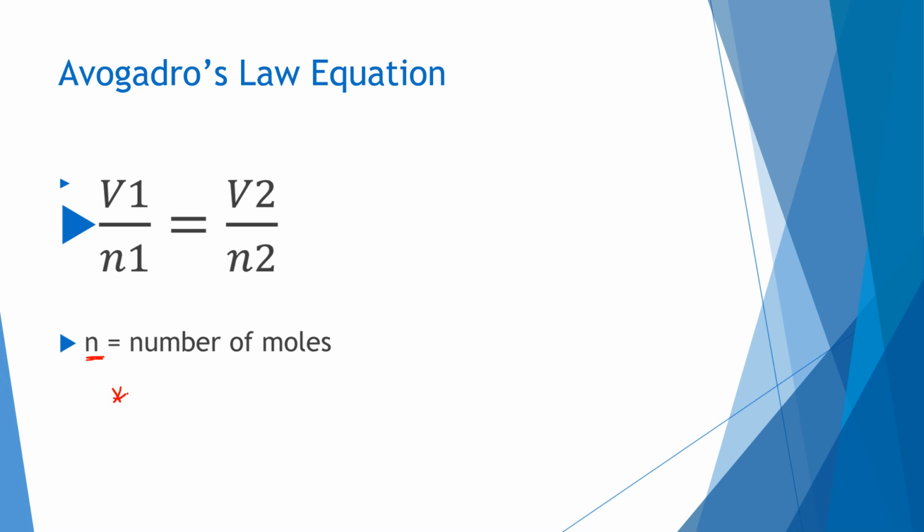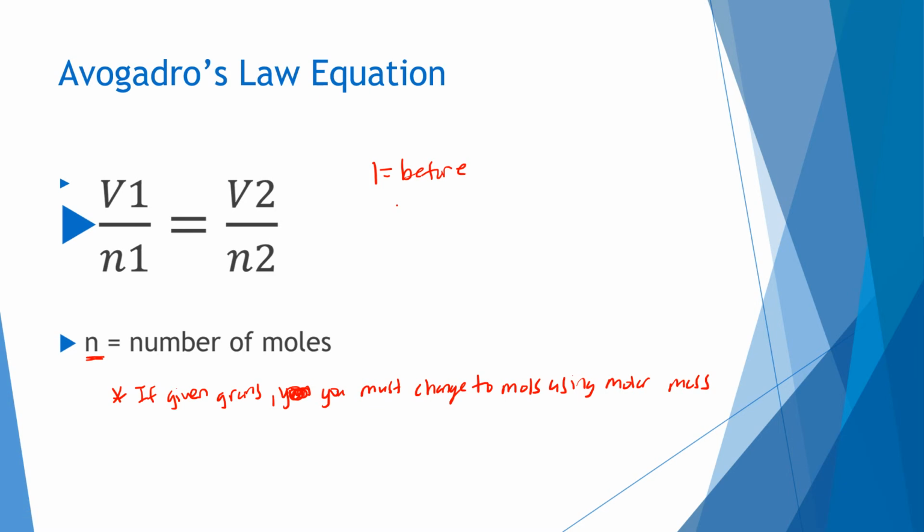So I'm going to make a note here, and I would make a note in your notes as well. If given grams, you must change to moles using molar mass. If it's already in moles, then you don't really have to do anything. The other thing I want to point out is V stands for volume, N is moles, 1 again is before the change, and then 2 again is after the change.